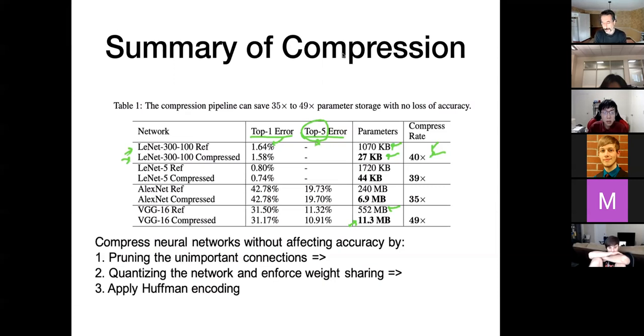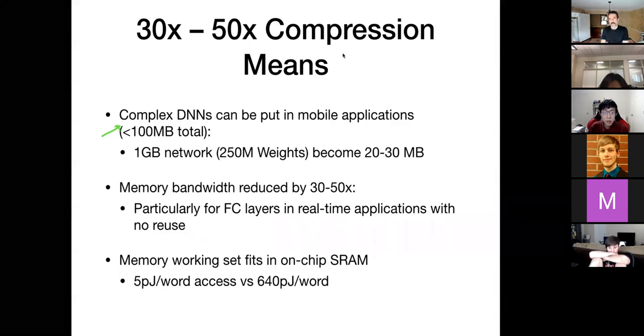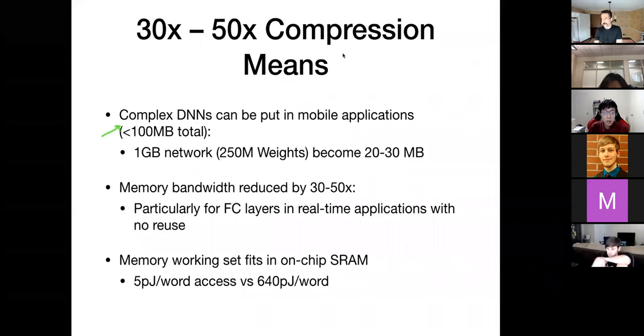So if you are able to compress it and not lose any accuracy, that would be the way to go, and that is why it is important for modern applications. You can compress a complex deep neural network, and it has a lot of benefits for energy consumption, for storage, and for the kind of applications you can develop.